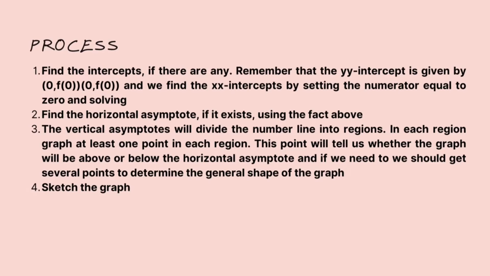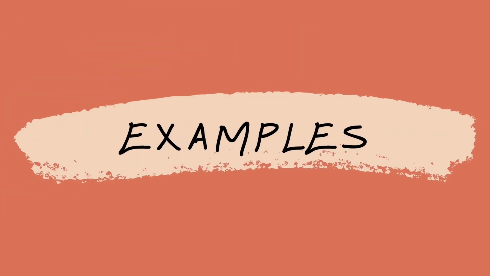The vertical asymptotes will divide the number line into regions. In each region, graph at least one point. This point will tell us whether the graph will be above or below the horizontal asymptote, and if we need to, we should get several points to determine the general shape of the graph. Number 4. Sketch the graph. Let's take a look at a couple of examples.